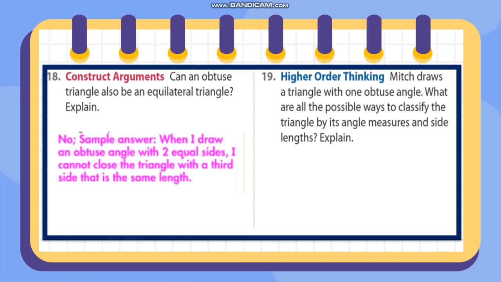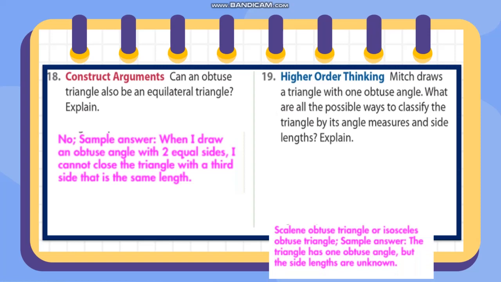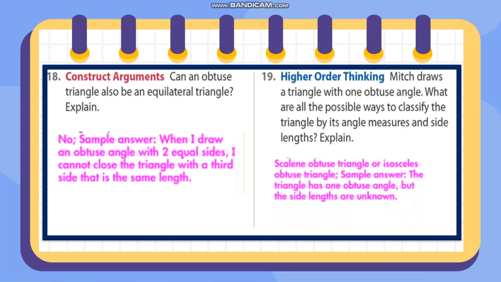Question number 19. Mitch draws a triangle with one obtuse angle. What are all the possible ways to classify the triangle by its angle measures and side lengths? Explain. The answer is scalene obtuse triangle or isosceles obtuse triangle. Why? Because the triangle has one obtuse angle but the side lengths are unknown.